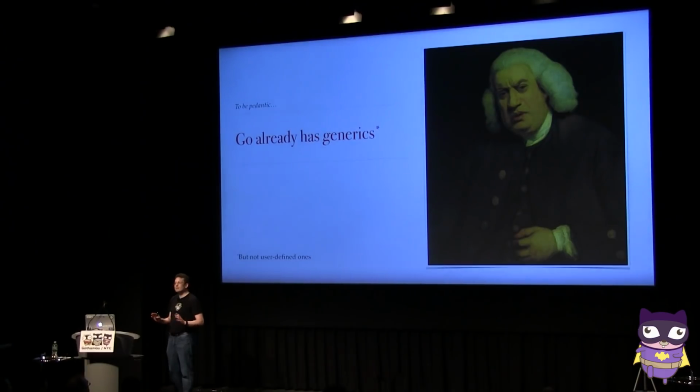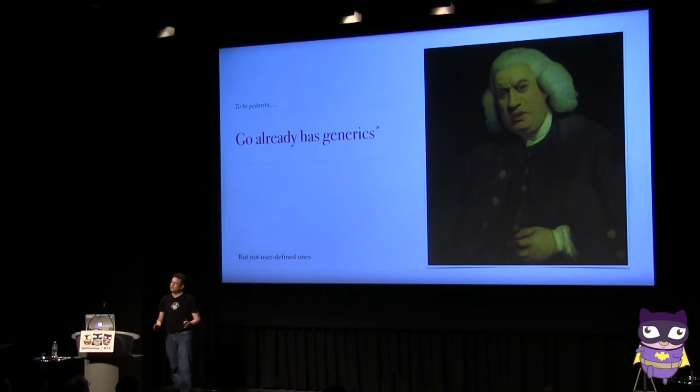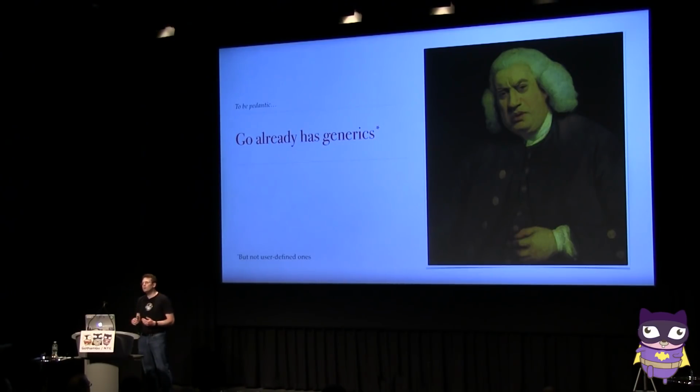And if you want to be pedantic, you could say Go already has generics. I mean, slices, maps, channels, arrays, they're declared with types, and the built-in make and new and copy and append and delete functions, they're all able to work with these built-in generic types. But that's intentionally missing the point. When people say they want generics in Go, what they want is the ability to add generics that work across all types, user-defined or built-in.